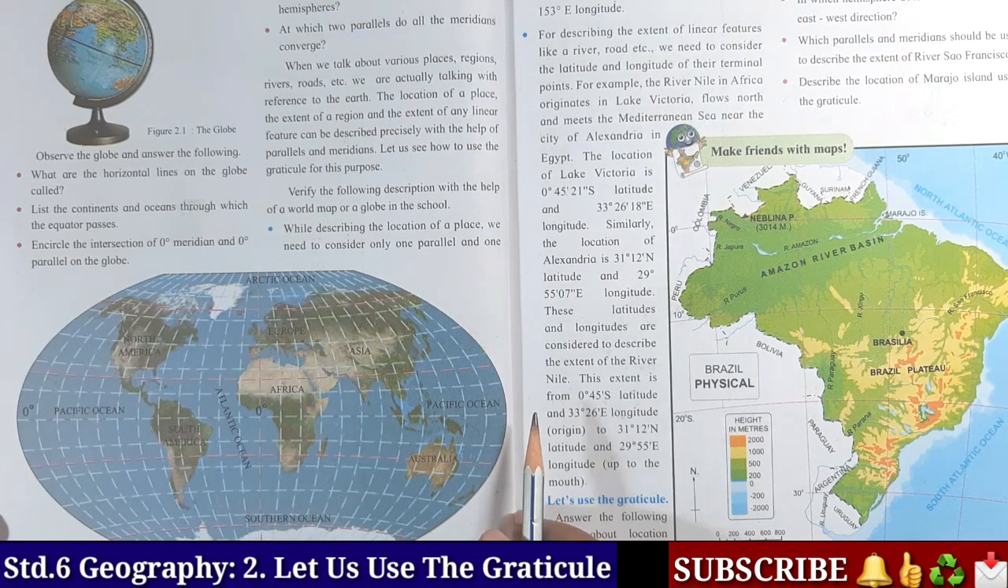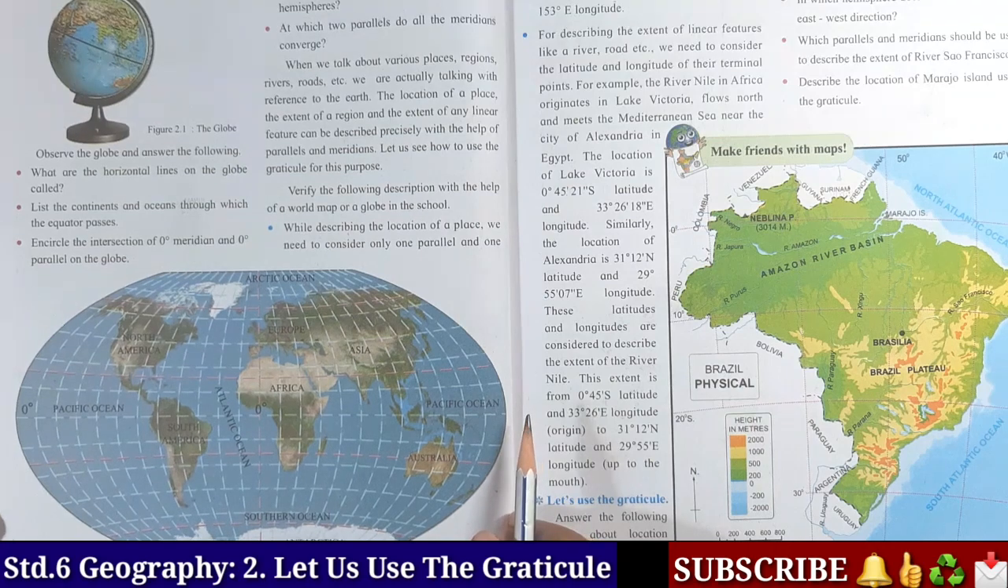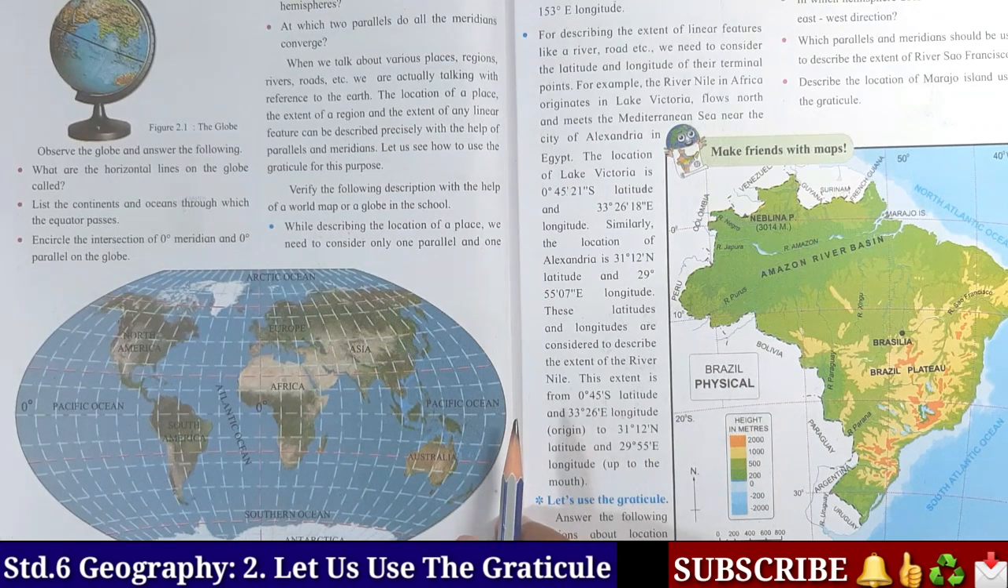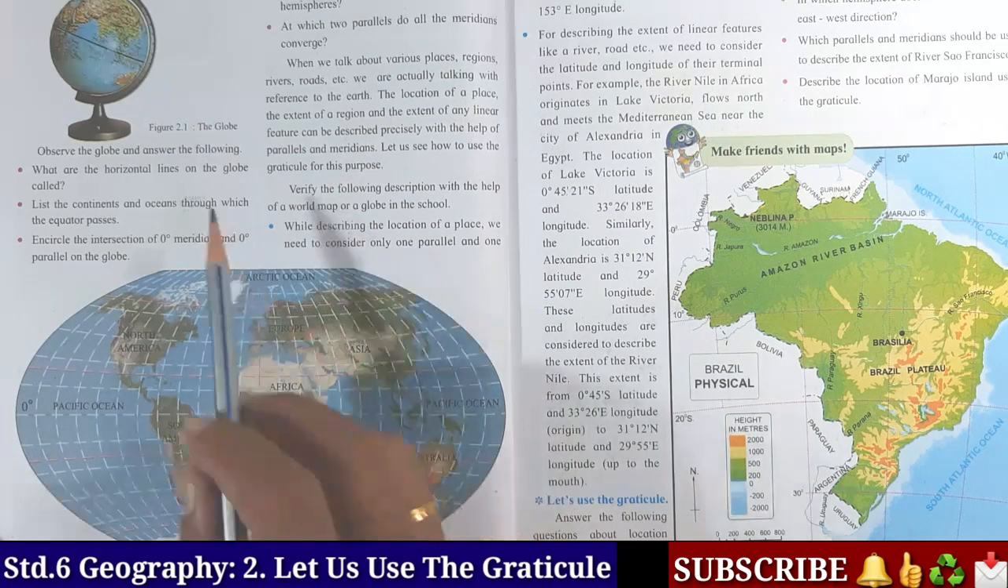Now students, just now I have told you this lesson is particularly related to maps, and to know or to identify the location of a particular region. So here we are going to make friends with the globe, and the globe is used to locate or identify a particular region. Okay students, so let's start with figure number 2.1.